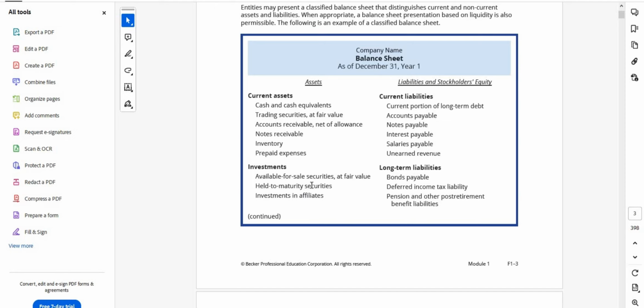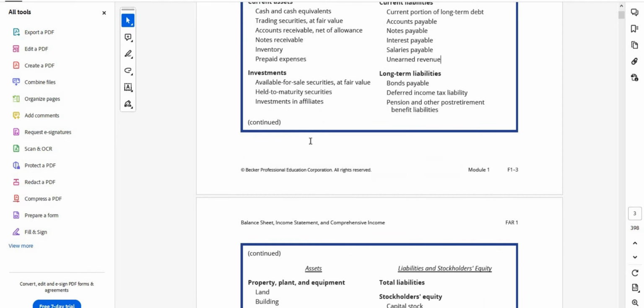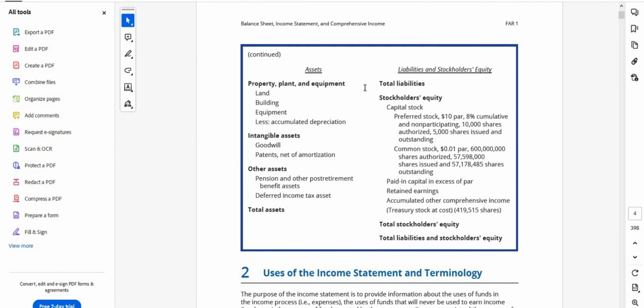Investment is a non-current asset. We have held to maturity securities, available for sale. Then in long-term liabilities we have bonds payable, deferred income tax liability, pension and other post-retirement benefits. Then in assets we have property. Under assets we have land, building, equipment. These are all non-current assets. We have intangible assets, goodwill, patents, net of amortization.